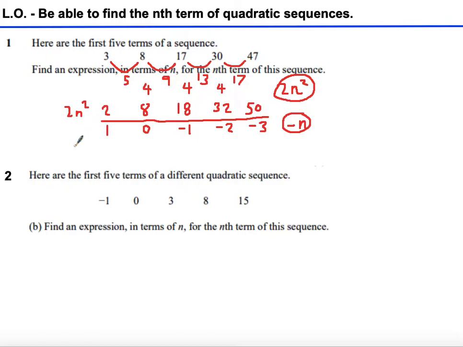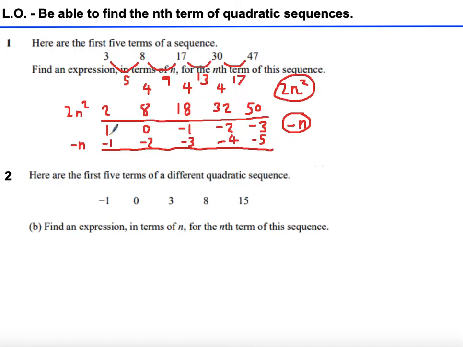Now, at this point, we know minus n is part of the sequence, so we're going to take away the sequence of minus n. Now, you need to be careful with your signs here. The sequence of minus n is minus 1, minus 2, minus 3, minus 4, and minus 5, because the sequence for n would be 1, 2, 3, 4, 5. Minus n is obviously the negative version of that sequence. And we're going to take it away from what we have left.